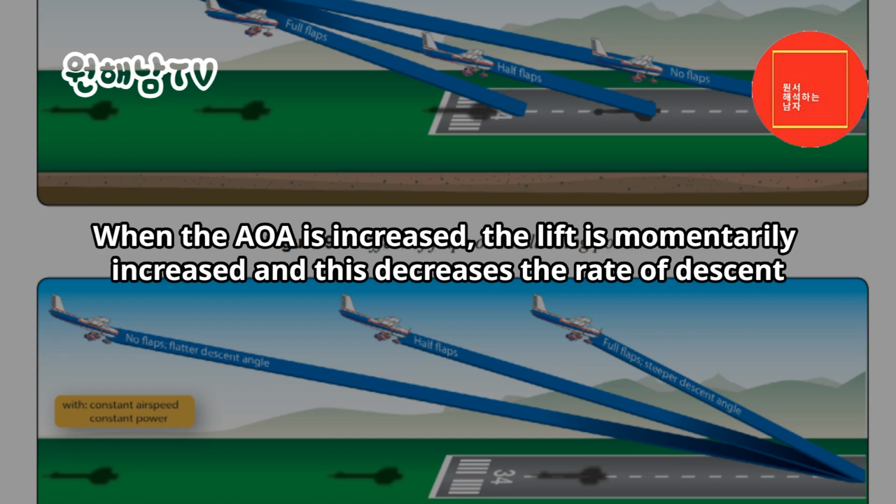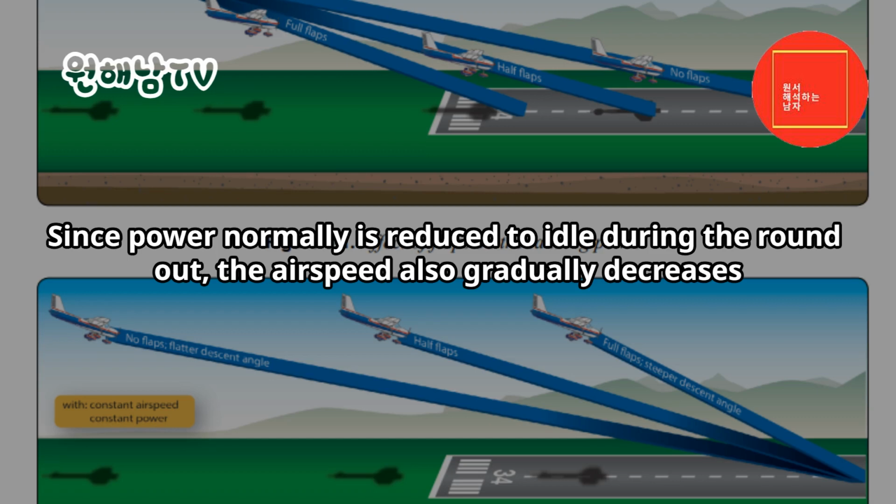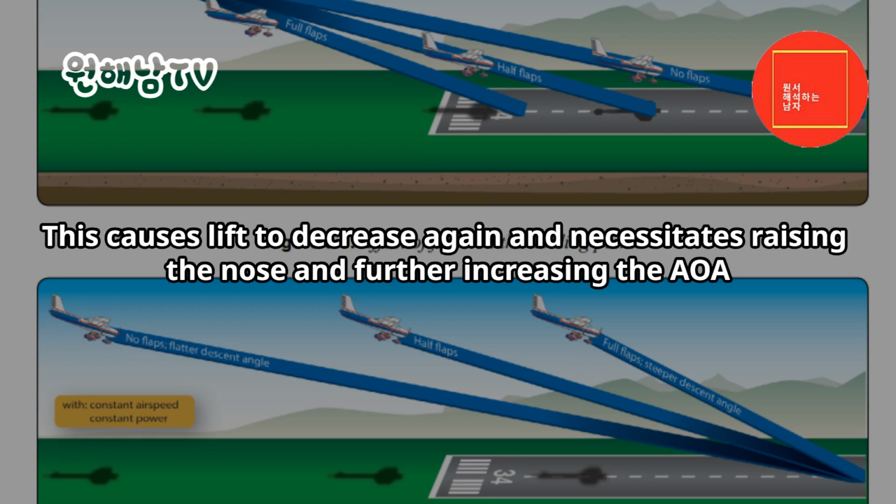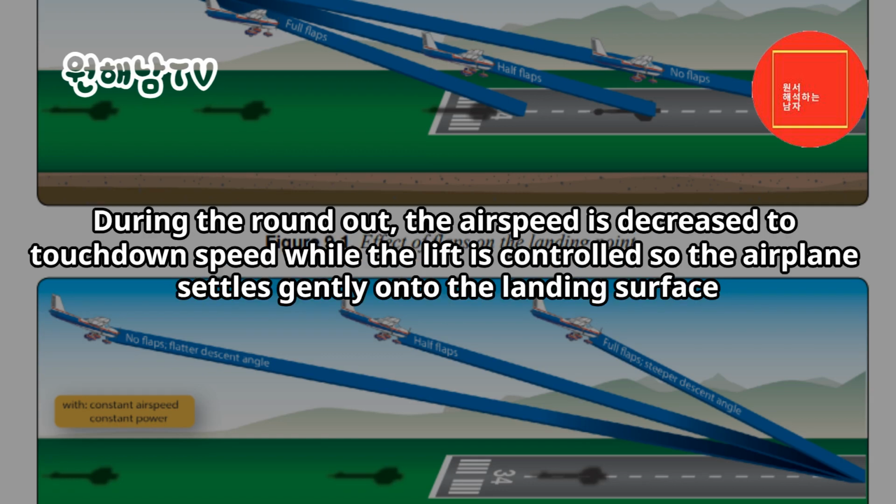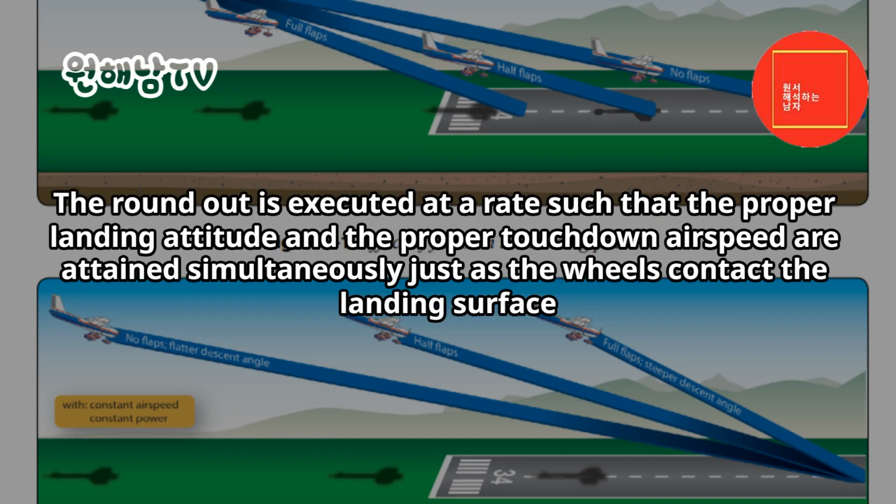When the AOA is increased, the lift is momentarily increased and this decreases the rate of descent. Since power normally is reduced to idle during the round out, the airspeed also gradually decreases. This causes lift to decrease again and necessitates raising the nose and further increasing the AOA. During the round out, the airspeed is decreased to touchdown speed while the lift is controlled so the airplane settles gently onto the landing surface. The round out is executed at a rate such that the proper landing attitude and the proper touchdown airspeed are attained simultaneously, just as the wheels contact the landing surface.